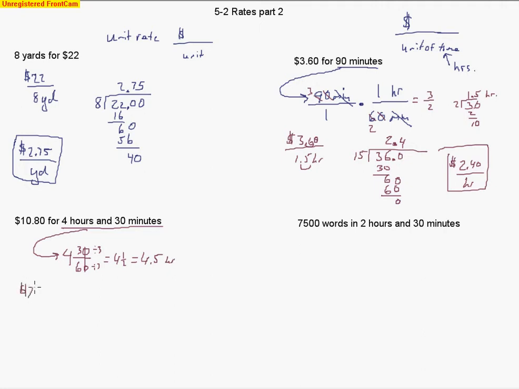I got $10.80 divided by 4 5/10 hours. And so we go ahead and do the division. We got 45, so I'm going to move that decimal over. Same thing in the dividend. So 45 into 108. So we got to figure out how many times 45 goes into that number.